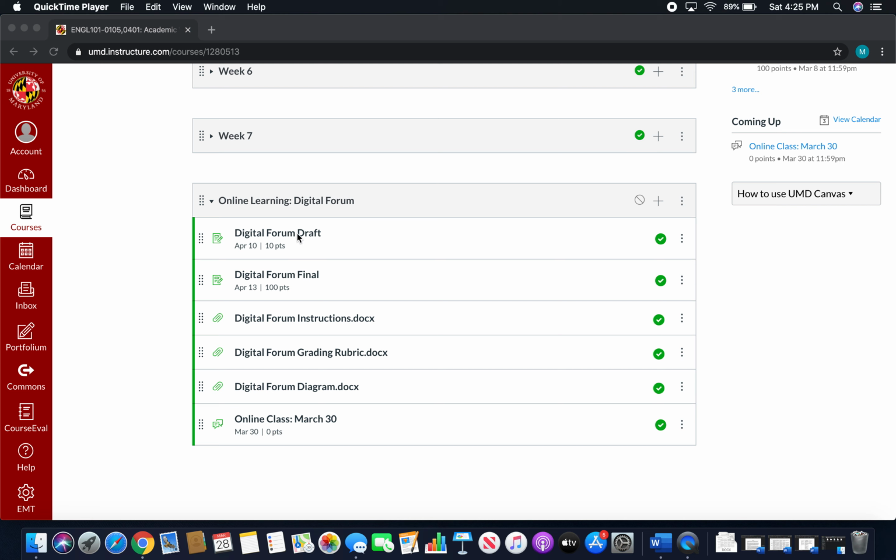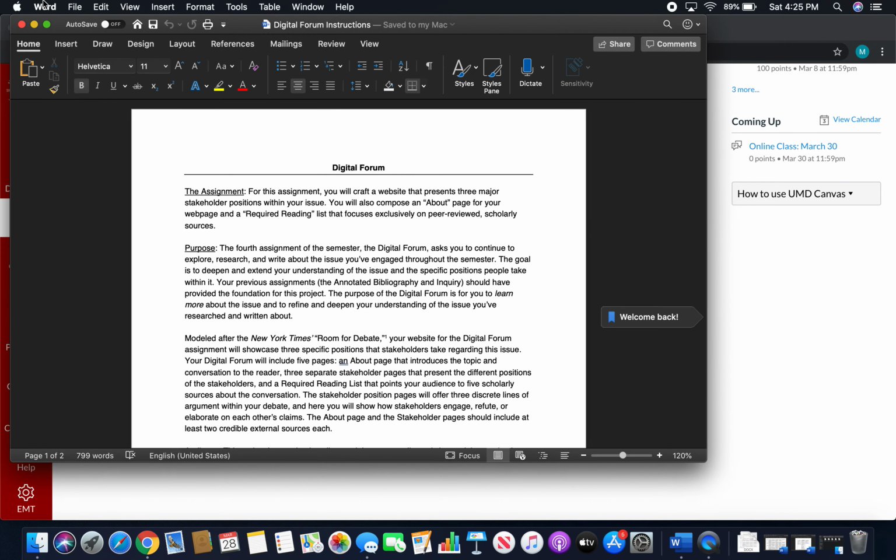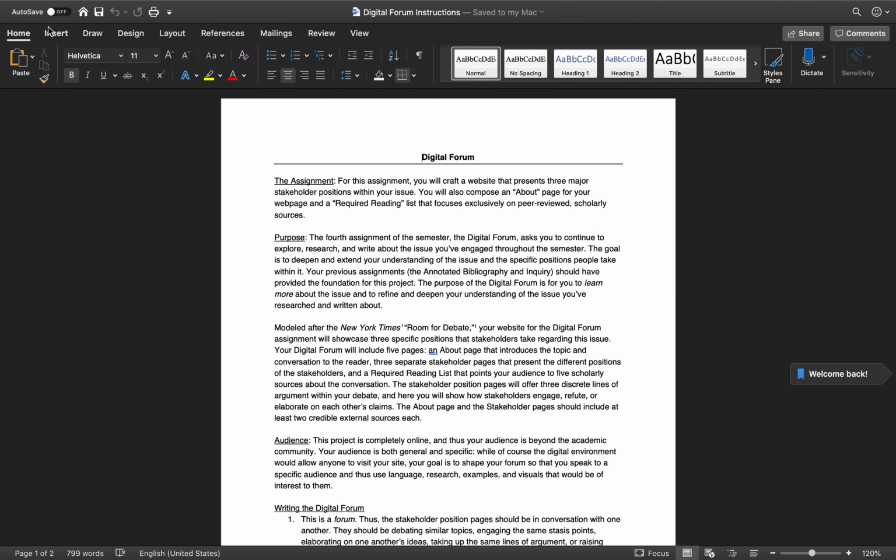So when you go to the digital forum instructions, you'll see that for this assignment, you are going to be creating a website that deepens and extends your understanding of the topic. So unless you've checked with me, you'll be researching the same topic that you did your annotated bibliography and inquiry presentation on, but you may find that you need to refine your specific research question. You can always check with me about that, okay? So you shouldn't simply be rehashing what you discussed in your other assignments.